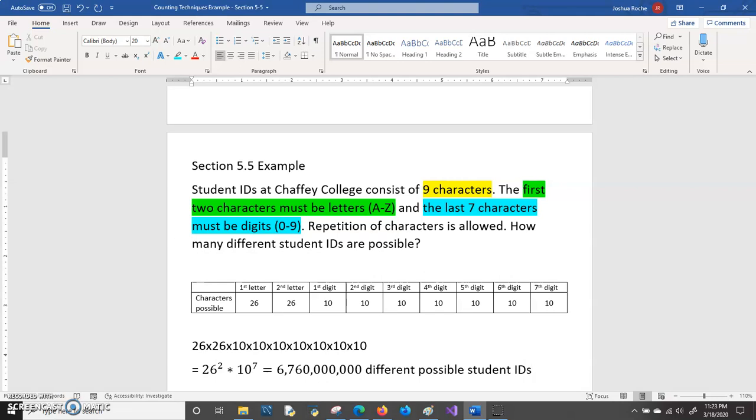So even if every person in the world was a student at Chaffey College, they wouldn't quite run out of, well, I guess they would run out of IDs if they went past 6 billion, but they would be okay up to that point.